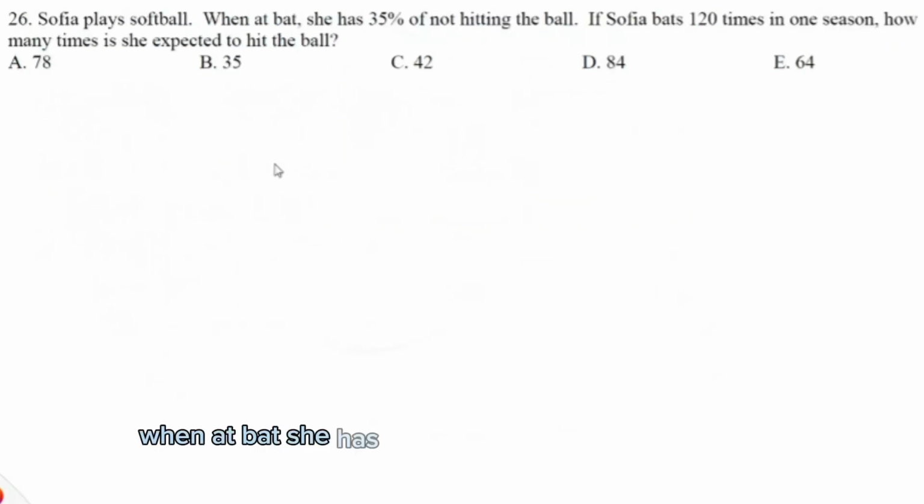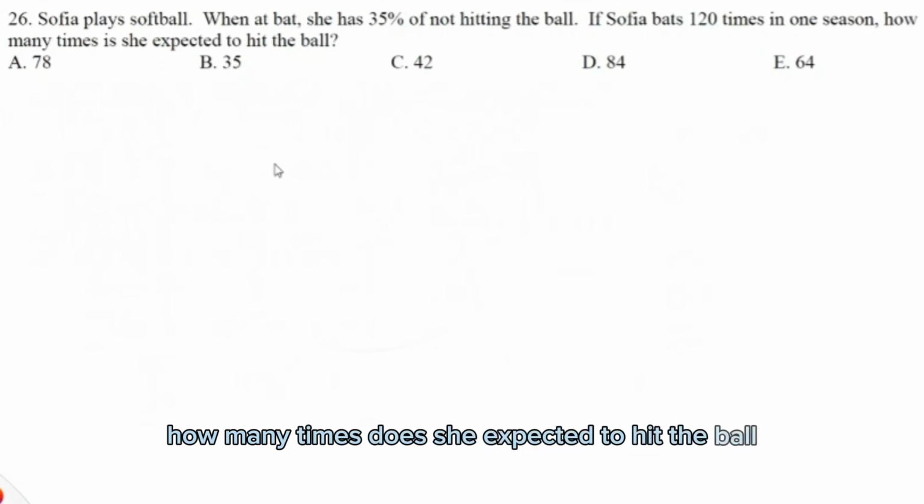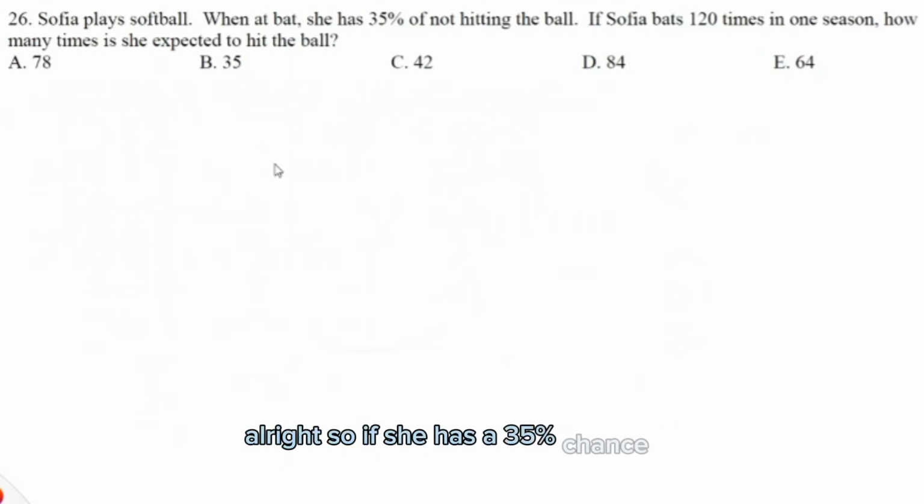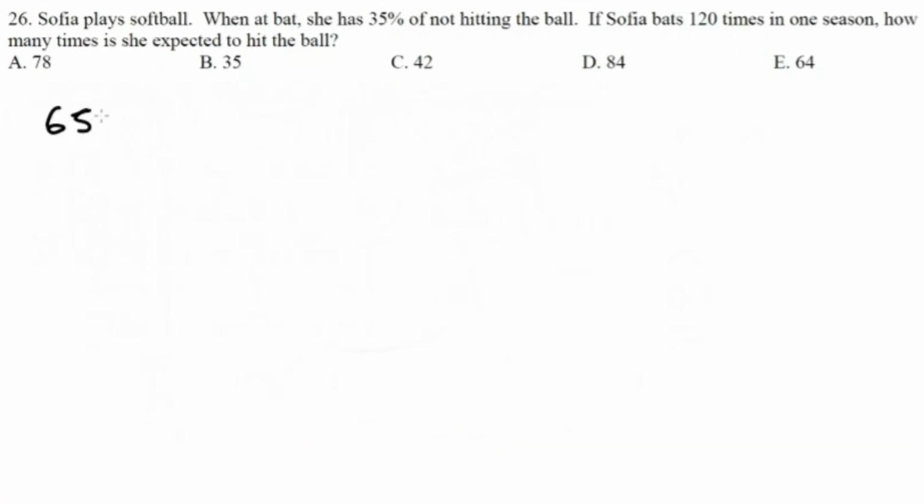Next, Sophia plays softball. When at bat, she has a 35% chance of not hitting the ball. If Sophia bats 120 times in one season, how many times is she expected to hit the ball? Alright, if she has a 35% chance of not hitting the ball, that means she has a 65% chance of hitting the ball.